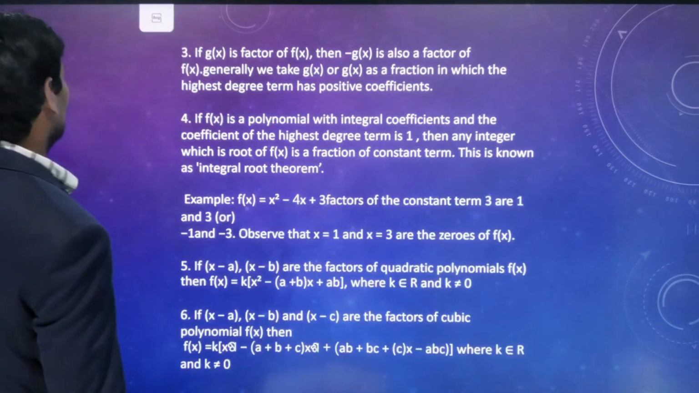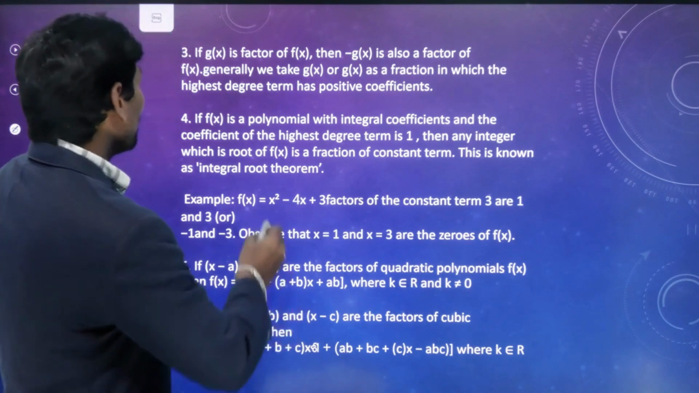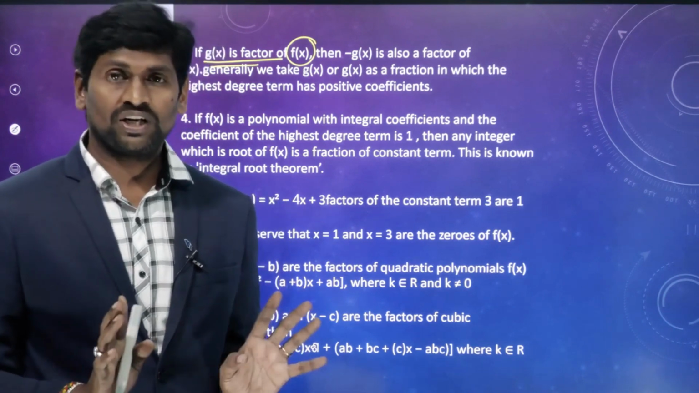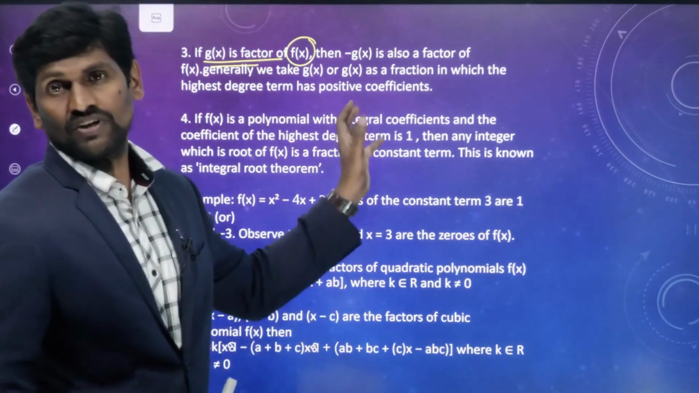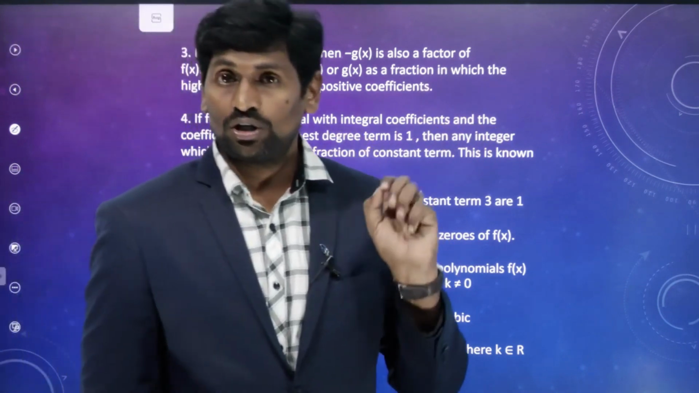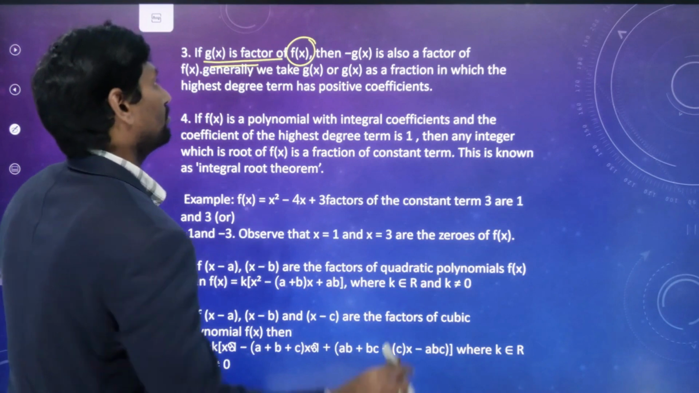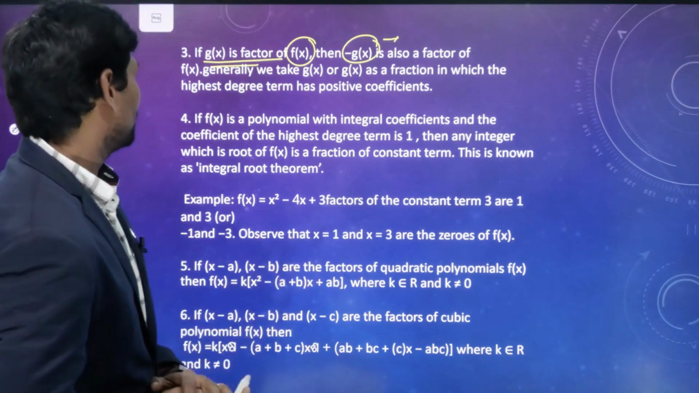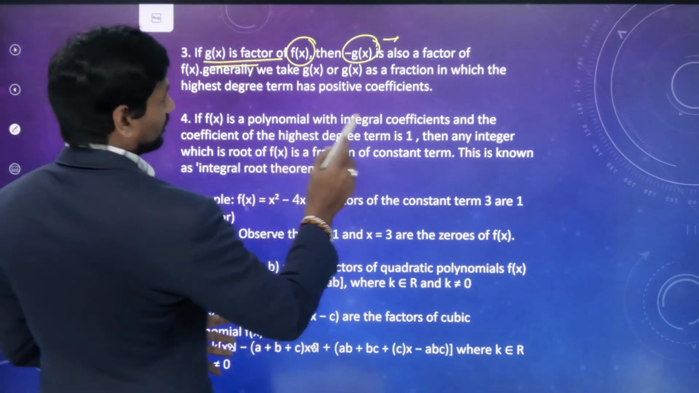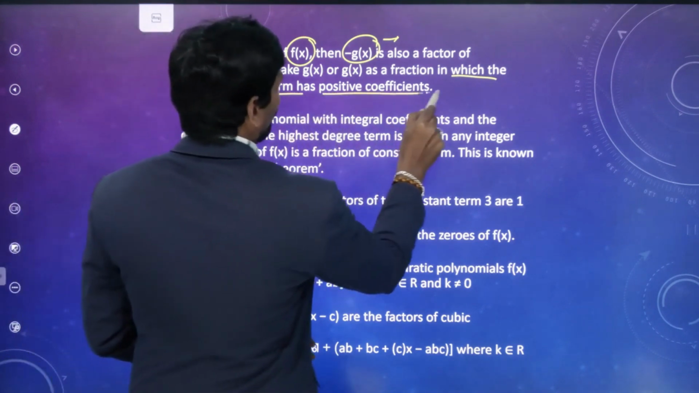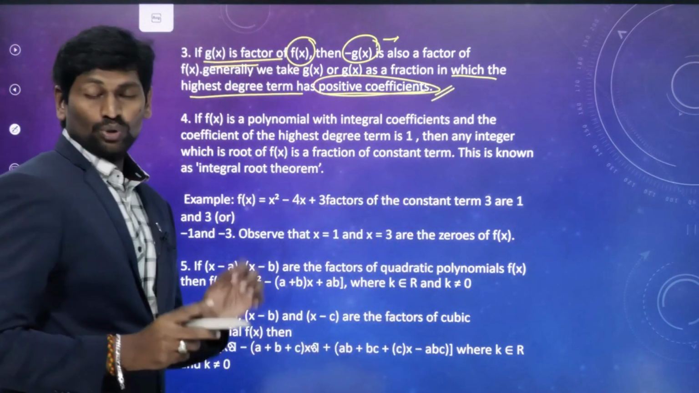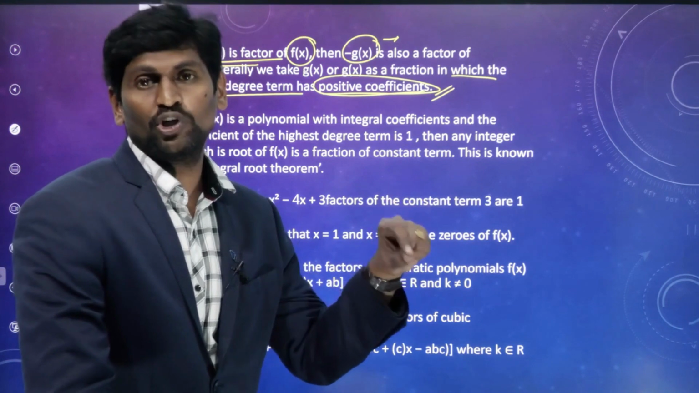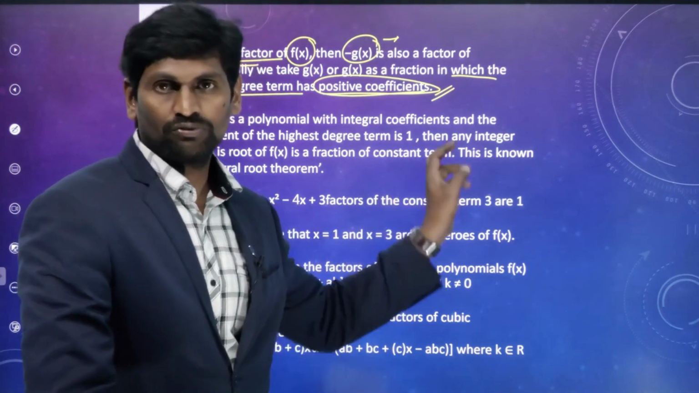Okay. Yeah. Next. If g of x is a factor of f of x, where g of x can be a linear, quadratic or biquadratic polynomial, then minus g of x is also a factor of f of x. That you should remember. If g of x is a factor, then minus g of x is also a factor. Okay? Right. That works only when the highest degree coefficient of the polynomial is positive. If it is negative, it won't work out.